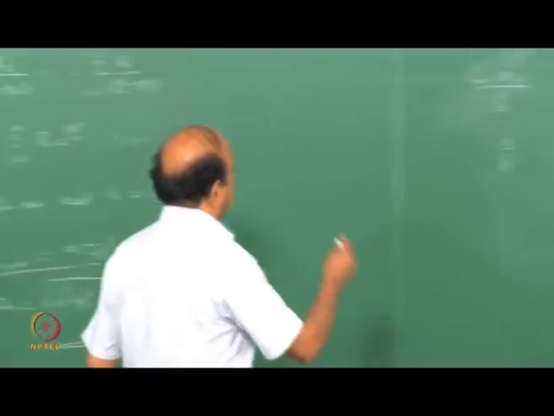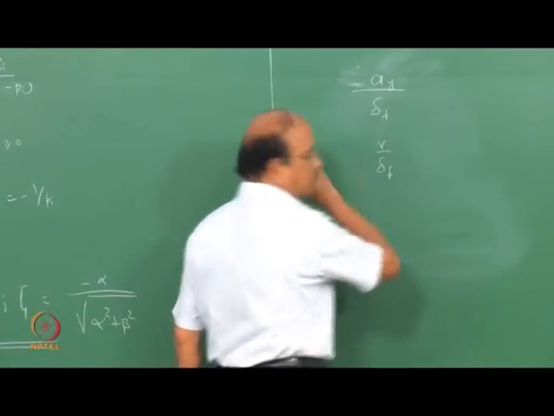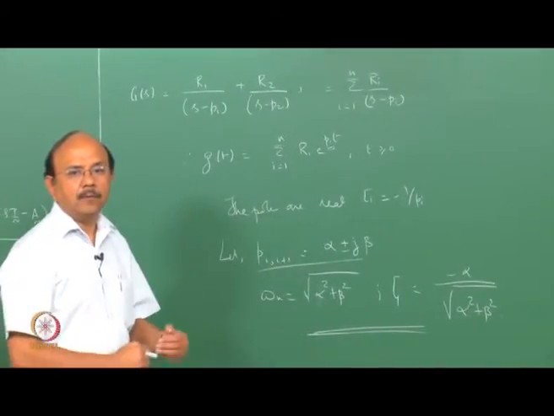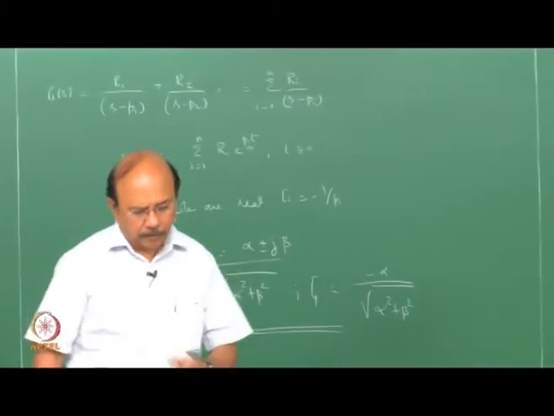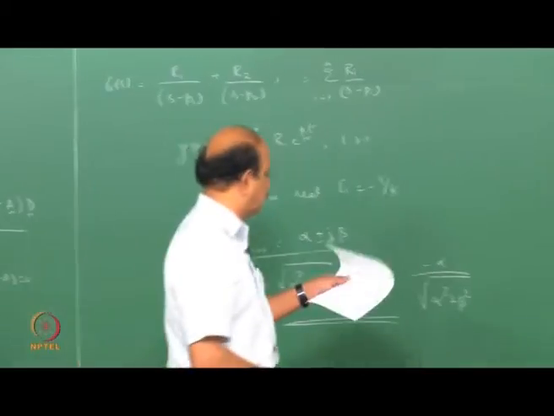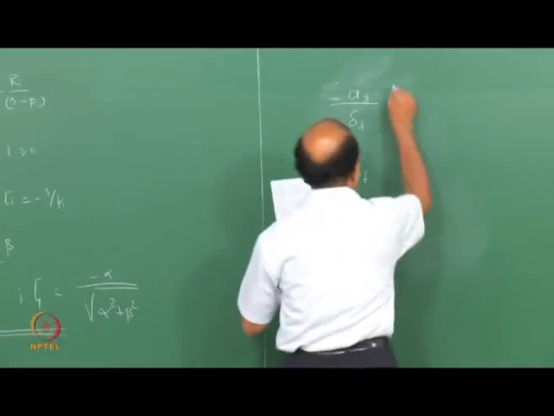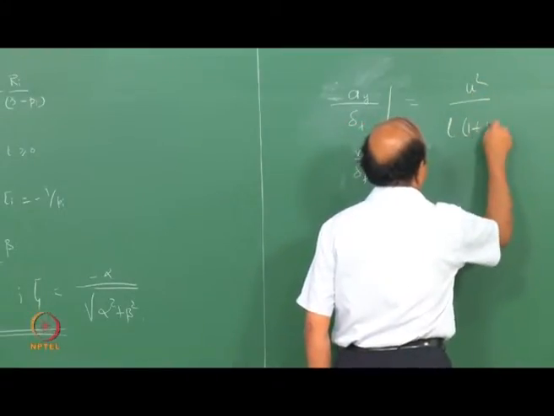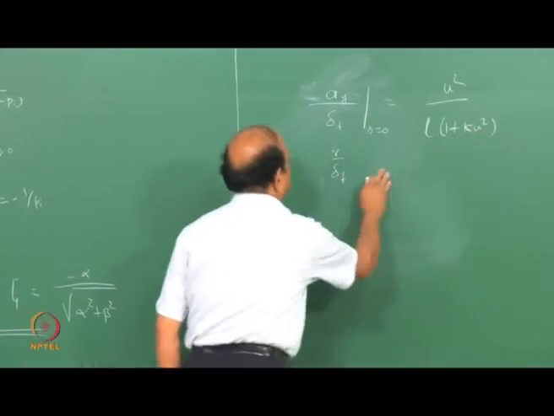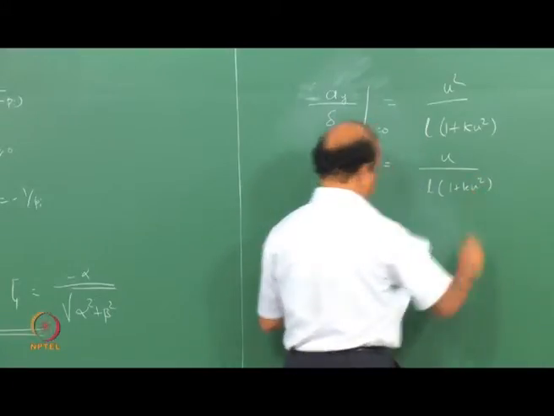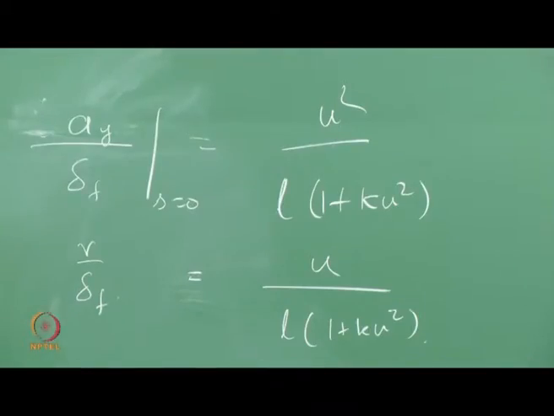Remember that we had only the front delta F. Now, if I remember right, we also wrote down the steady state gain. The steady state gain at S equal to 0 is U squared divided by L into 1 plus K U squared, and that is equal to U divided by L into 1 plus K U squared. This is what we wrote down.